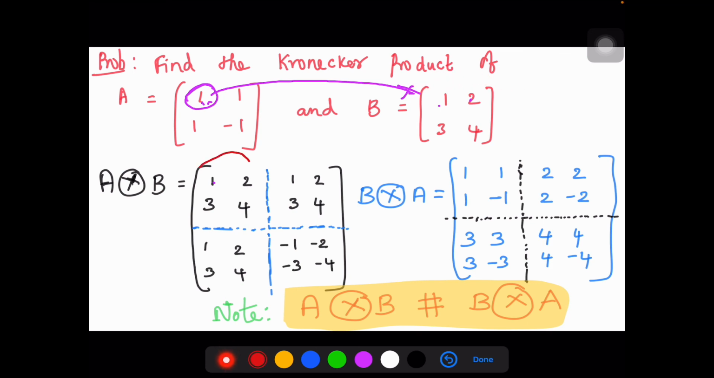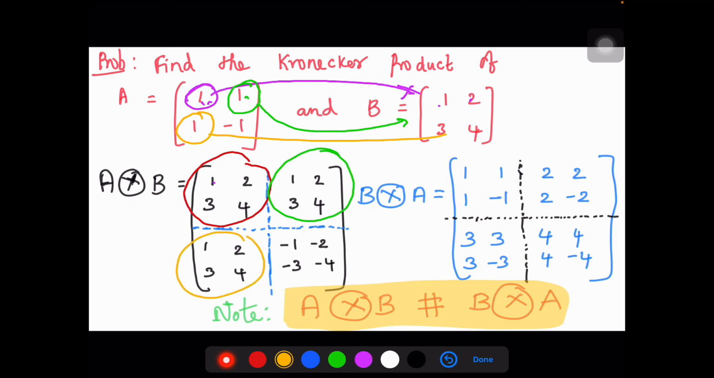So that's how you got this matrix. Similarly, take this element, multiply it with all the elements, and get this block. Then take this one, multiply with all the elements, and get this block. And the last, take this element, multiply it with all the elements here, and get this block. That's what your Kronecker product is. So this is A Kronecker product B.